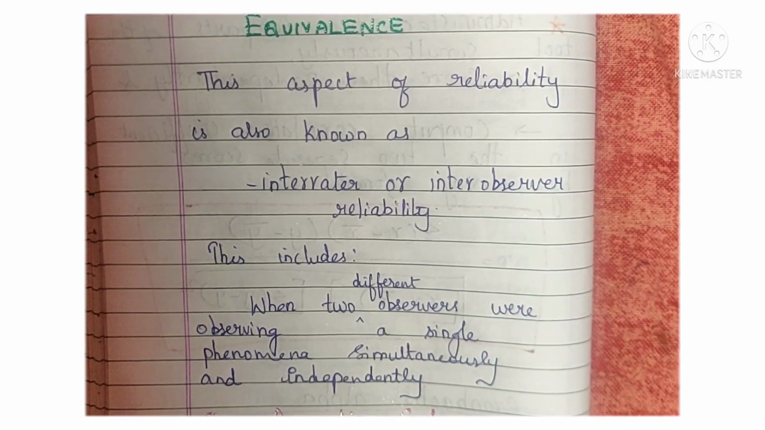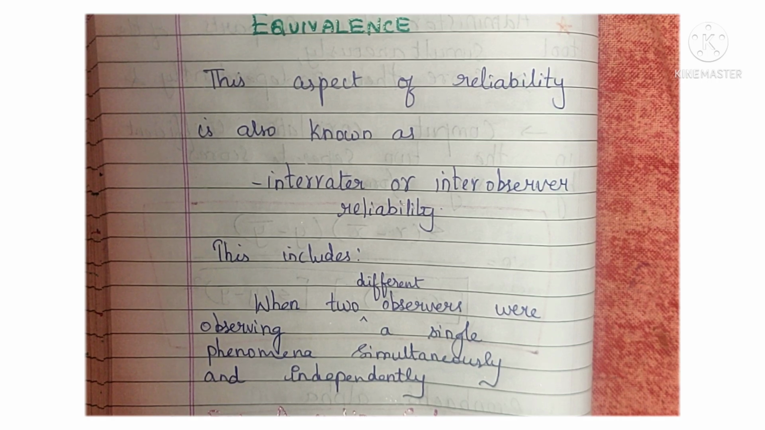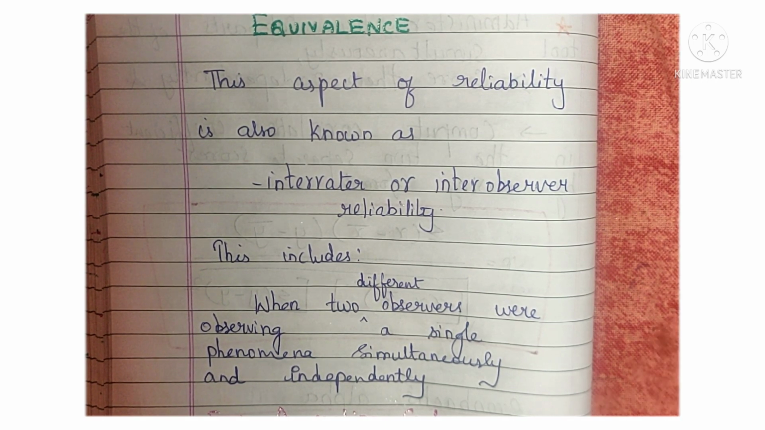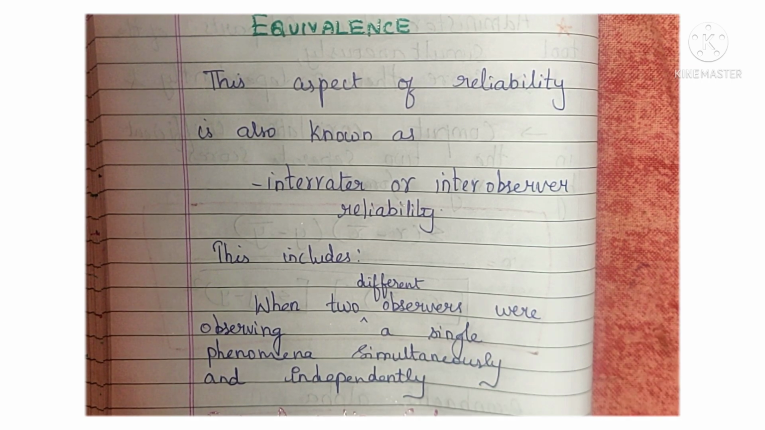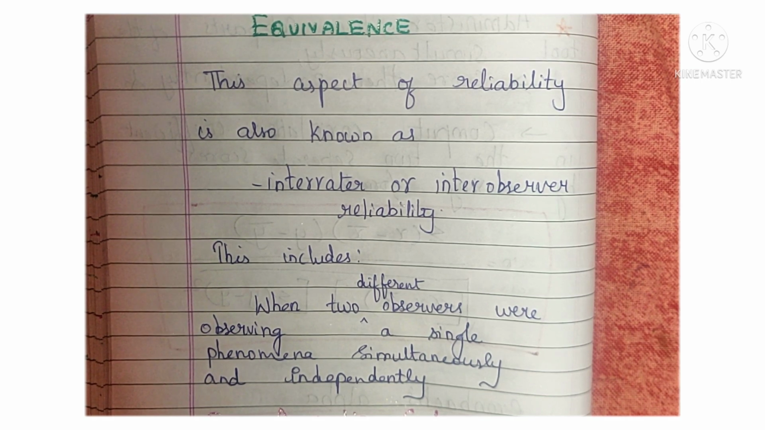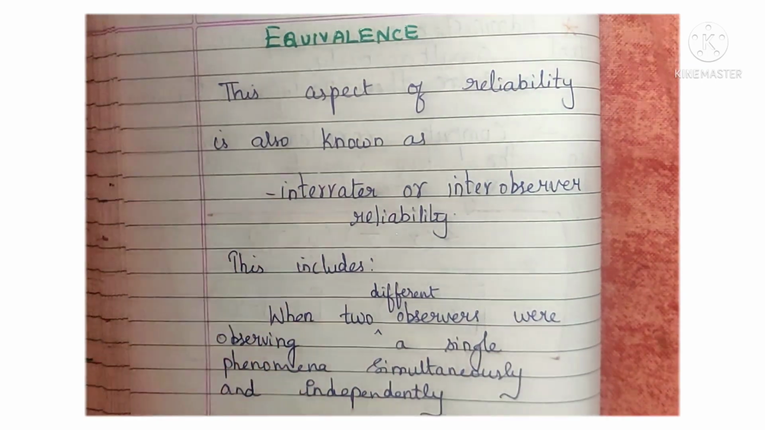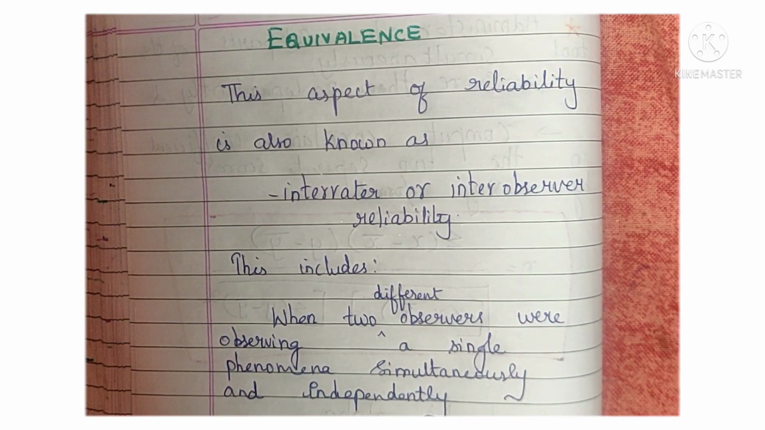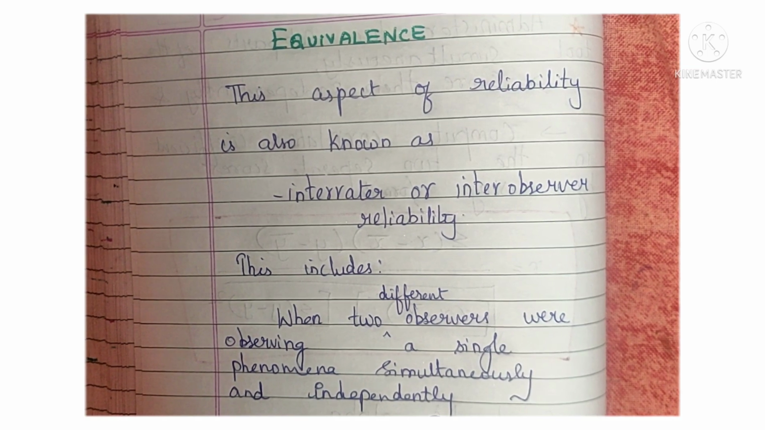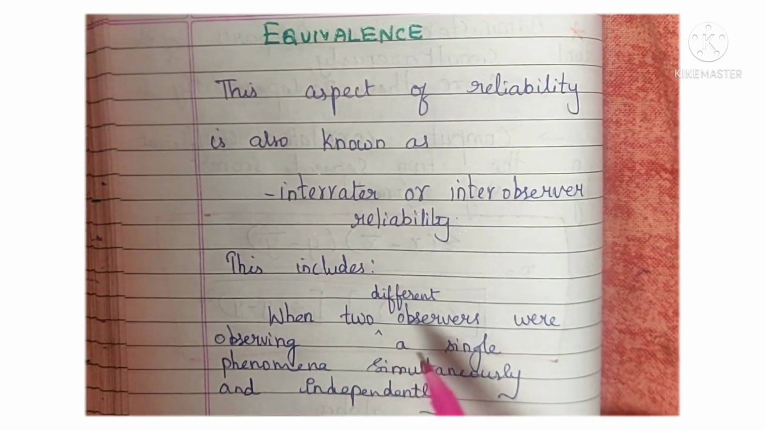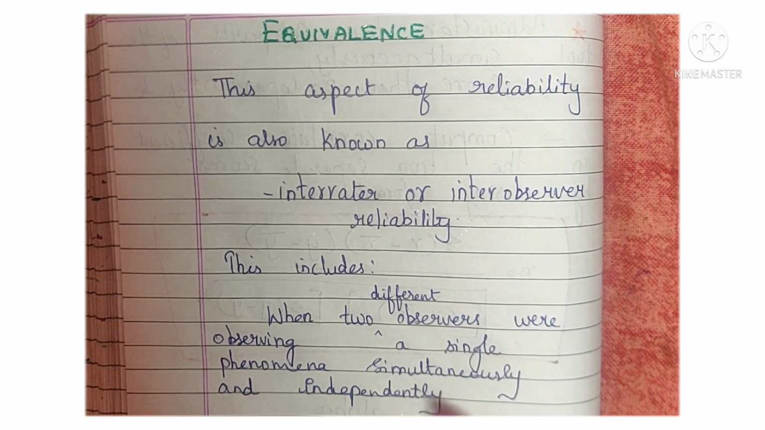For example, let me tell you, in practical examinations. So an internal examiner and an external examiner, you are doing a procedure. At the same time, you are observed by an internal examiner as well as an external examiner, and they will be rating you on what procedure you have done. Suppose you have done a bed bath, so the internal examiner has observed you and the external examiner has observed you, and they have some criteria to rate you and they rate it. So that is an example of inter-rater or inter-observer reliability, when two different observers observe a single phenomenon simultaneously and independently.